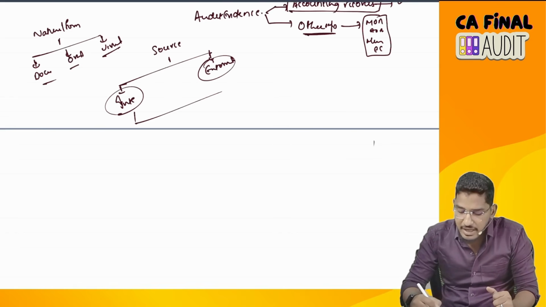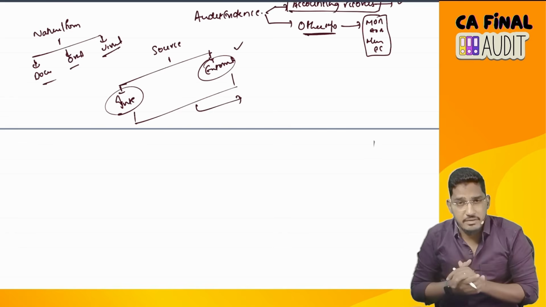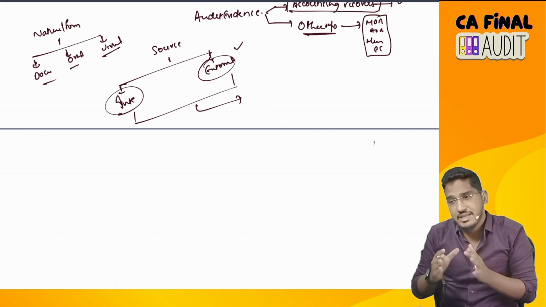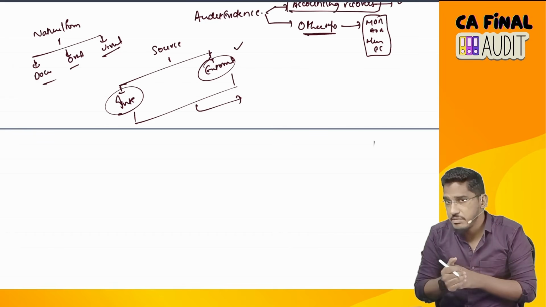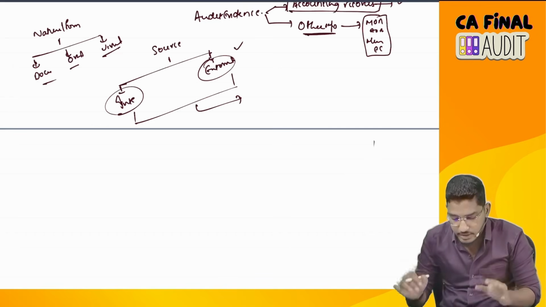So you tell me, between internal versus external, which evidence will be more reliable? Always external evidence is going to be more reliable when compared with internal evidence, because that is generated outside of the entity's premises, over which the client's management and staff will have less control.